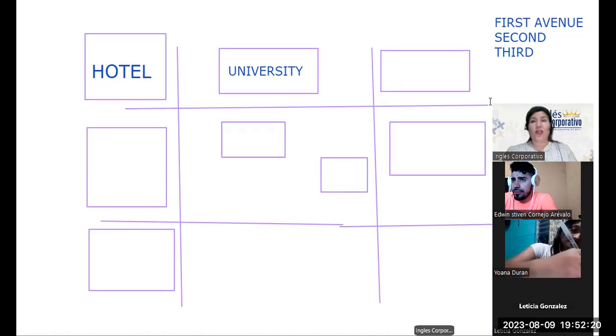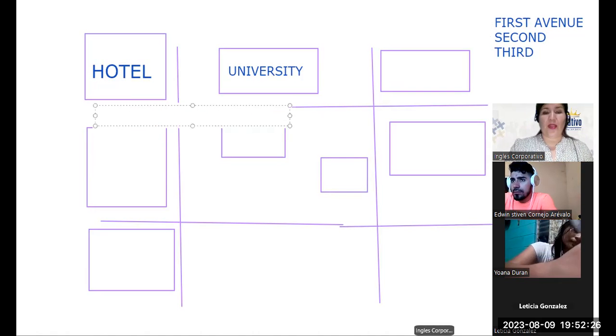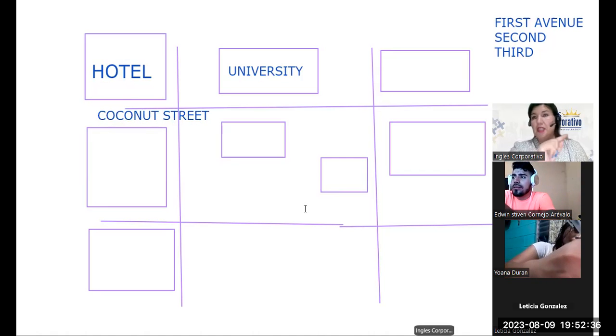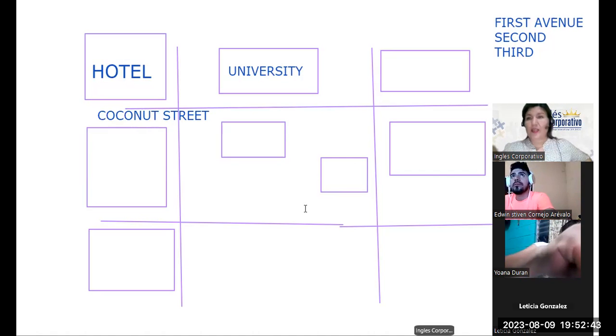Banana Street, Coconut Street. Las calles son estas que están aquí, de este lado aquí. Vamos a ponerle aquí Coconut Street. Esa se llama la calle Coco. La abuelita Coco vive ahí. De Coconut Street. Es toda esa calle. ¿Okay? Las avenidas van hacia abajo. Las calles van en horizontal. Just for you to keep it in mind.